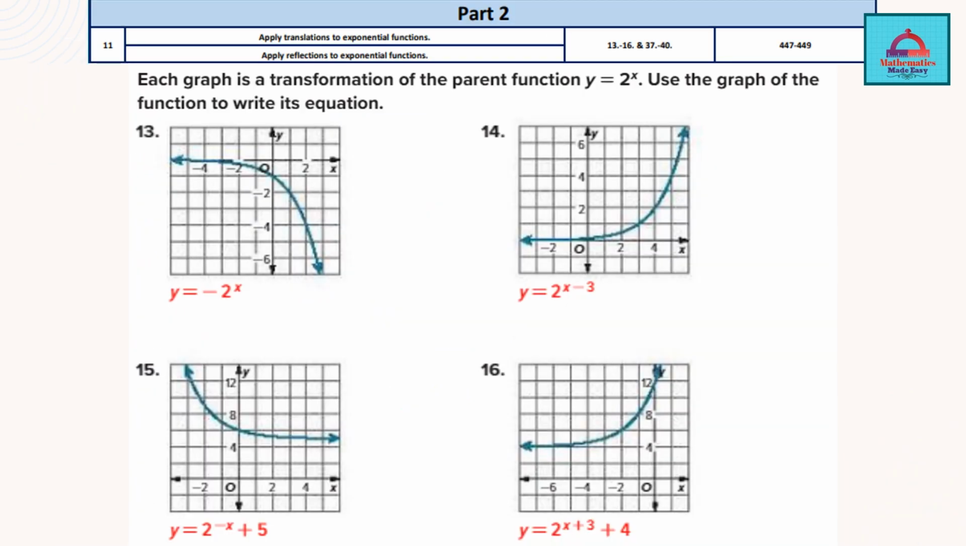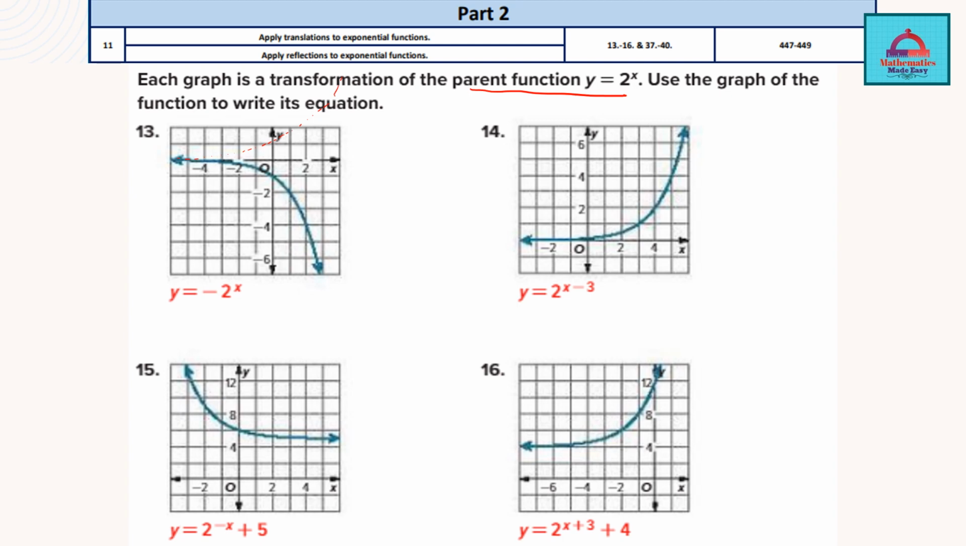Okay, so let's solve these four questions, question 13, 14, 15, and 16. As I told you, we are going to use the previous slide concepts on transformations like reflection, dilation, translation, and so on for solving these questions. Each graph is a transformation of the parent function. The parent function is given to you as the graph of y equals 2 to the power x. I hope you remember that the graph looks like an increasing function. If I draw a rough graph, it is going to be like this, going up, up and up. It's an exponential growth function with the base 2 and the power x. So use the graph of the function to write the equation.